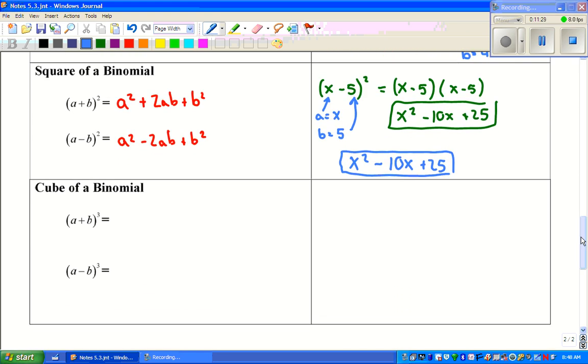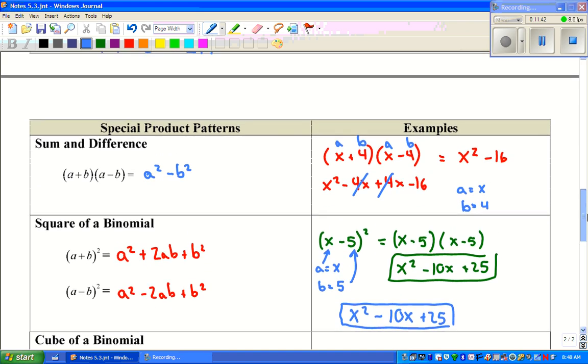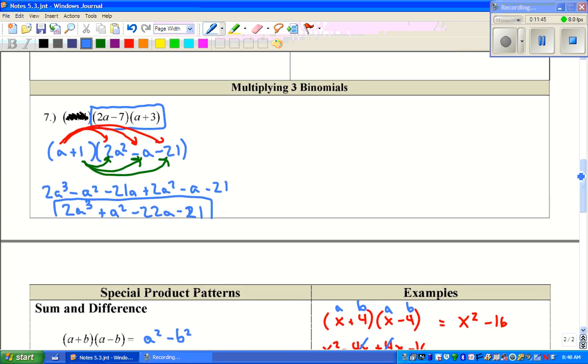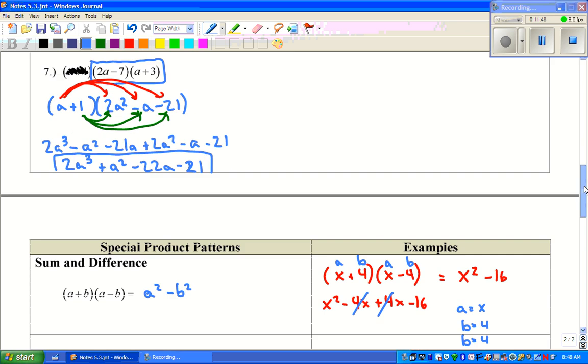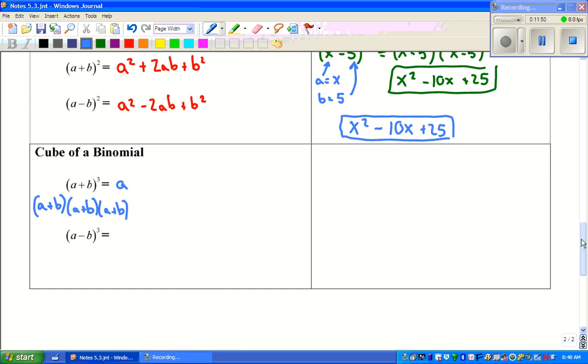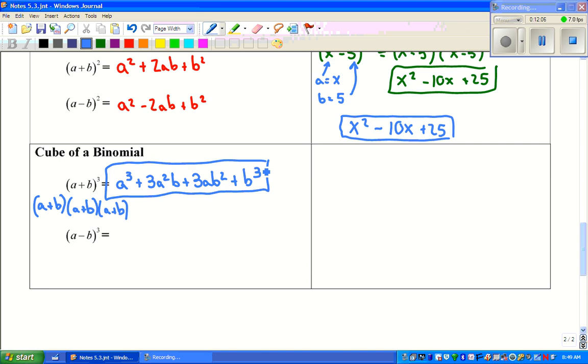Cube of a binomial looks like this. All right? If you were to write it out, you know that this means a plus b times a plus b times a plus b. And what you could do is just write that out and do it just like you did up here, where you multiplied 3 binomials. But the shortcut looks like this. Okay? A to the third, all right, plus 3a squared b plus 3ab squared, all right, plus b to the third power. This is the shortcut, if you can remember that pattern.